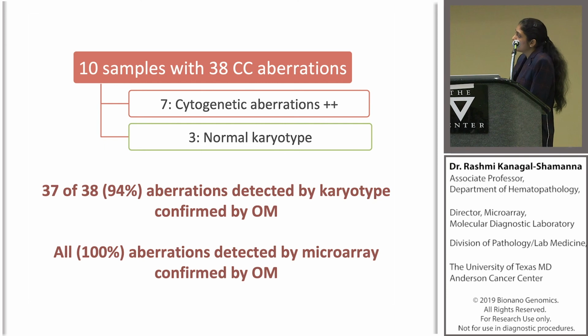The only aberration that was identified by karyotype but not by optical mapping or microarray was the deletion 7q. By FISH, we found that this was present in only about 7% of the cells, and that's below the level of detection by both microarray and optical mapping.